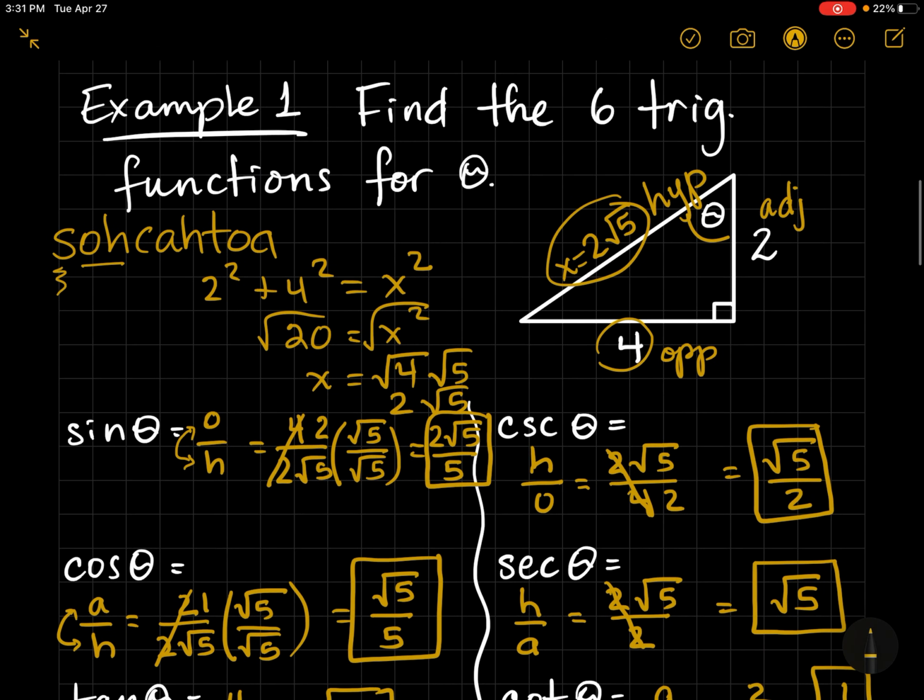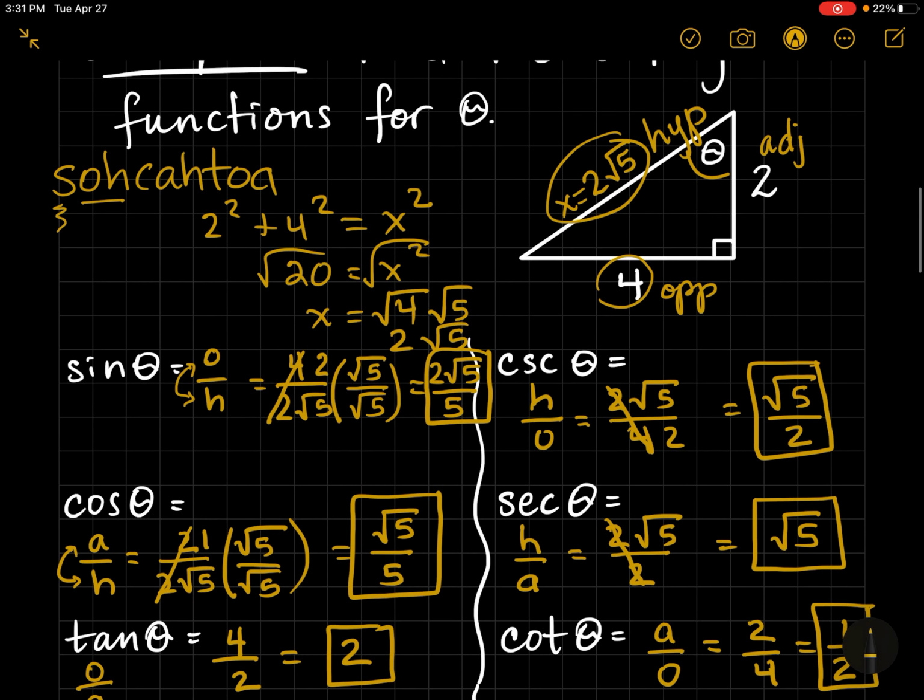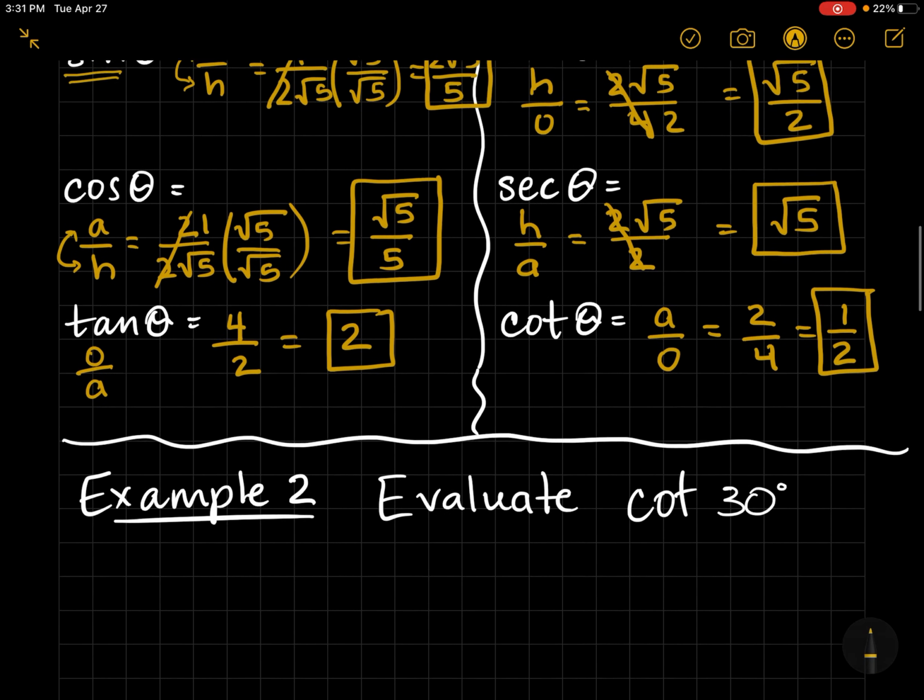So we found the missing side, and then we were able to compare the two sides depending on the instructions that were given. Sine, the instructions tell you there, do opposite over hypotenuse.